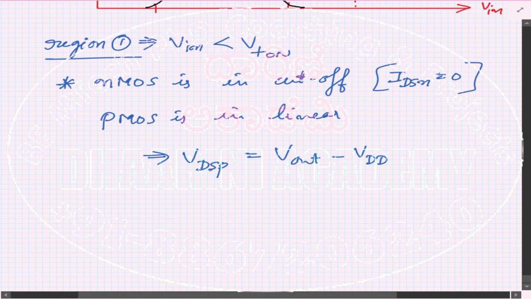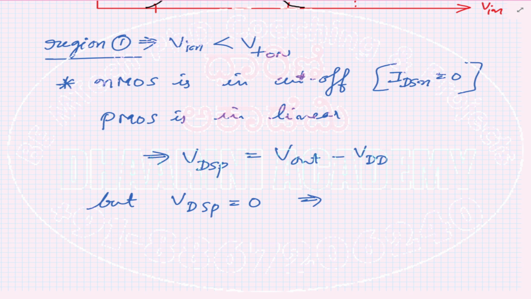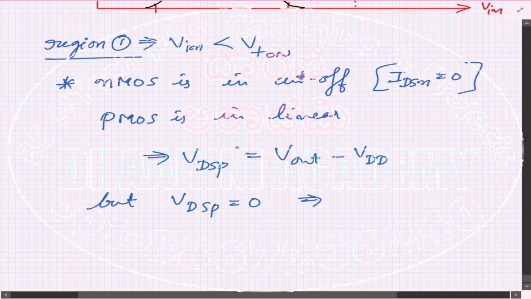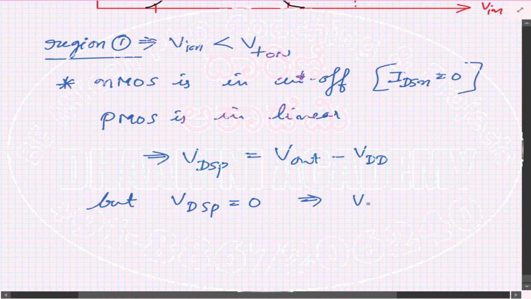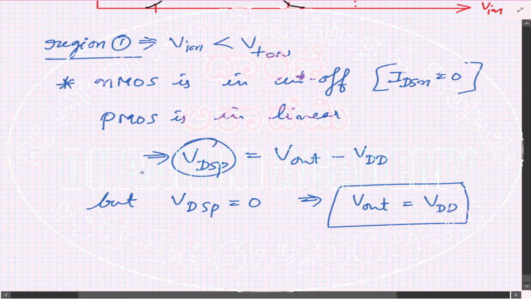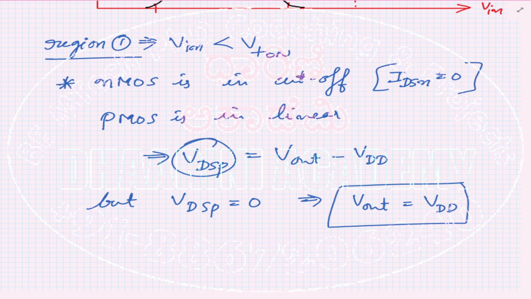Since VDSP is 0, the drain to source voltage drop of a P MOSFET is 0, because the VGSN is already 0. So this means VDSP is also 0. Put VDSP as 0 here, take the VDD to the other side, what do you get? This implies Vout equals VDD. Make this side 0, take VDD to the other side, Vout equals VDD.